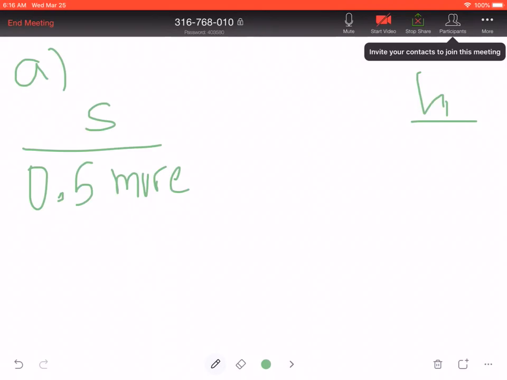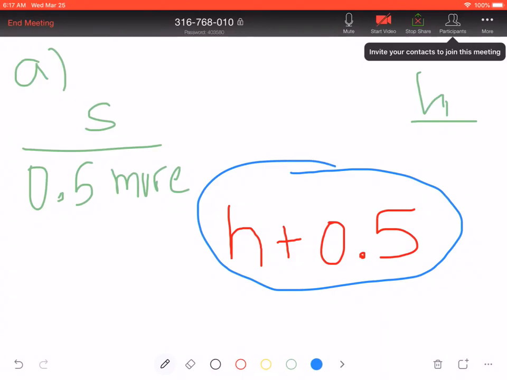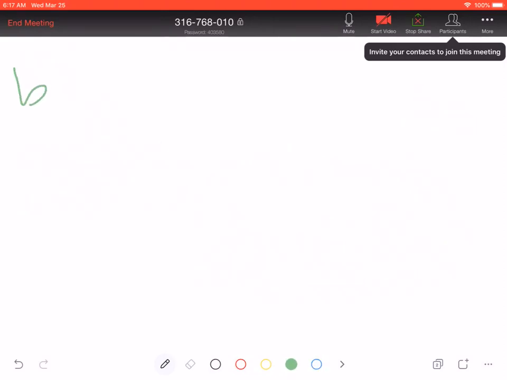So if you think about it, he's going to spend a half an hour more studying Spanish, so his expression needs to be the time that he spends studying history plus that half an hour more, which is going to be represented by 0 and 5/10. So A, your expression looks like this. He spends the time that he does his history plus the half an hour more. Then is B. So this gets a little tricky.